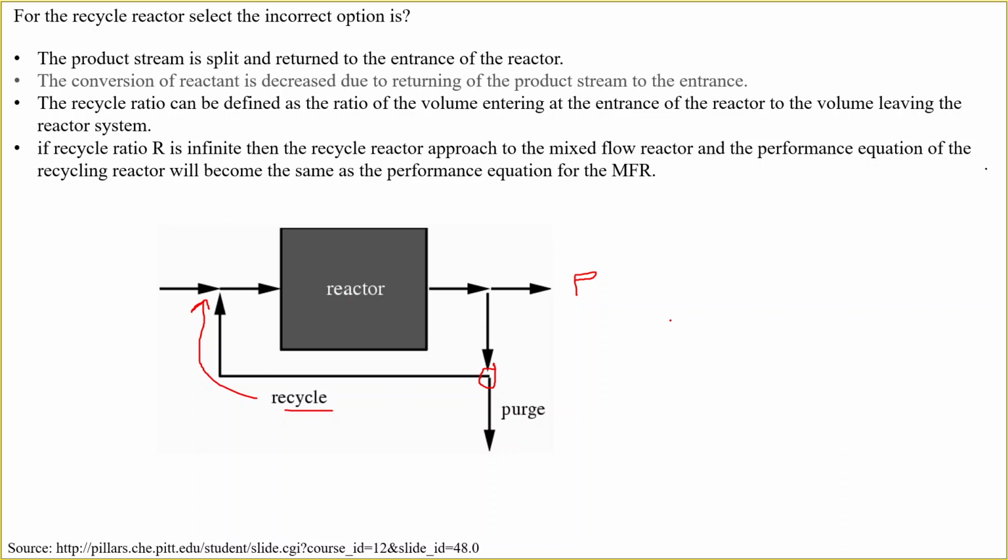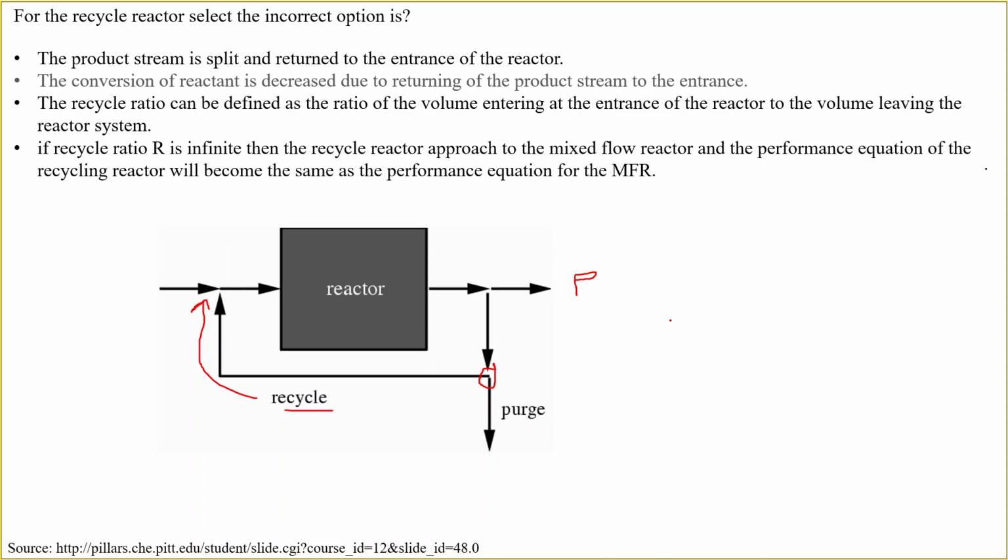The first option given is that the product stream is split and returned to the entrance of the reactor. This is correct. This actually adheres to the definition of the recycled reactor. So this is the correct option, but we have been asked to choose the incorrect option. Since this is the correct one, this is not the answer.